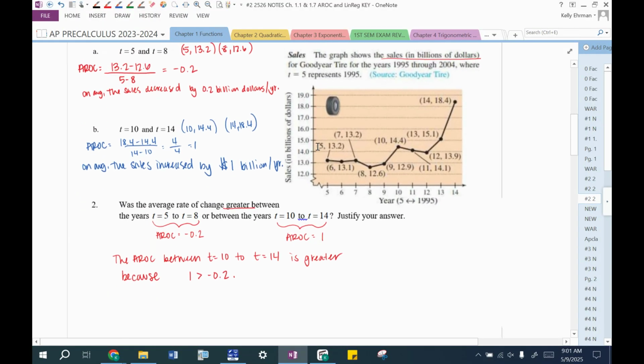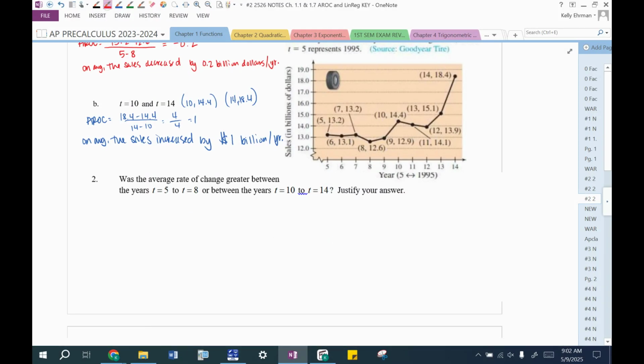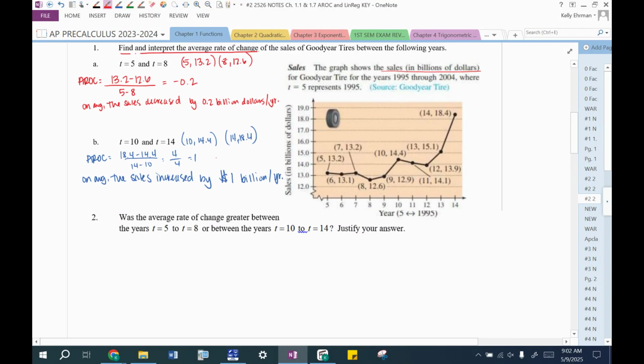So the question that I wanted to ask was the average rate of change greater from 5 to 8 or 10 to 14? Now, again, don't overthink the problem. It's not about steepness. It's just saying which number is higher. So from 10 to 14, we definitely had a larger slope, right? 1 is bigger than negative 0.2. So when it says justify your answer, it doesn't have to be a big long paragraph. I'm just going to write this out.